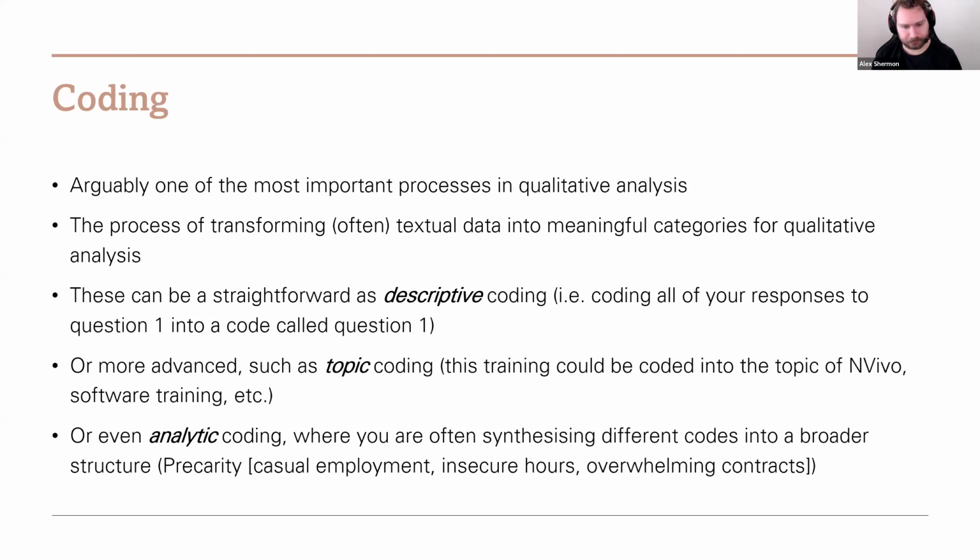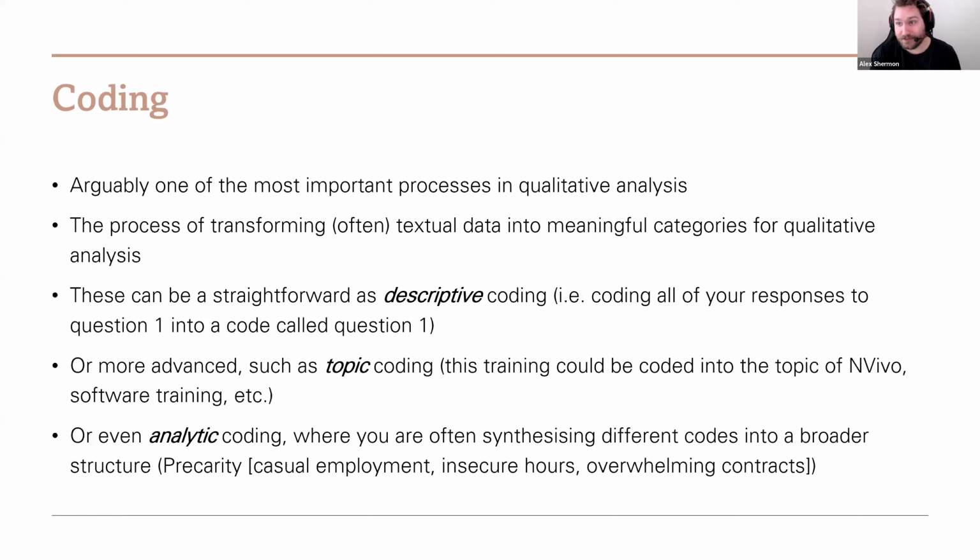broader structure. Okay, so if I was doing a research project on casual employment, maybe you would identify, yes, there are people who are casually employed. That's like a descriptive code. They talk about having insecure hours and overwhelming numbers of contracts. Maybe you could analytically code that into a broader theme of what it feels like to be precarious. You'd probably have other things in there as well. And so that's what I mean by analytic coding.